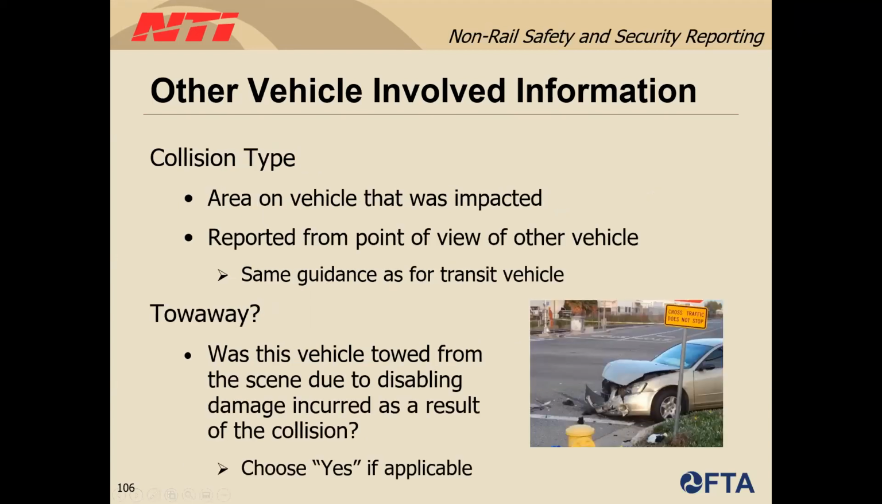Just as when reporting the transit vehicle collision type, you are indicating the part of the vehicle that was hit from the point of view of the other vehicle. The form includes the question, was this vehicle towed away from the scene due to disabling damage incurred as a result of the collision? Answer yes or no accordingly. Please select no if the vehicle was towed because the operator was taken away and just wanted it towed. It must be due to disabling damage, even though that may only be a flat tire. This concludes the collision information screen.